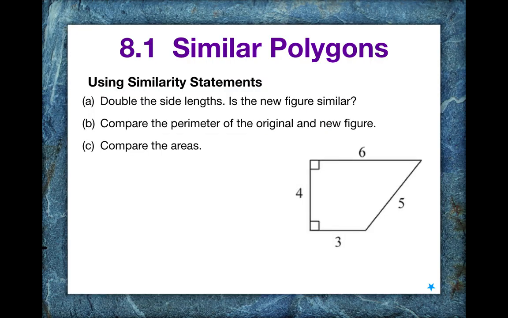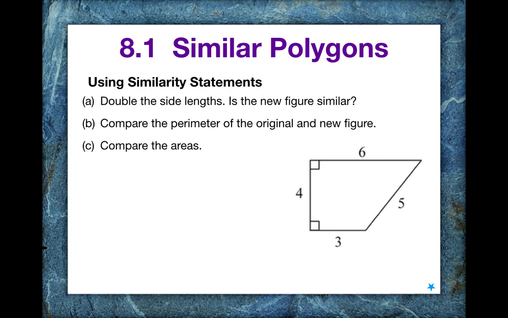So let's just take a look at what we have here. We have a polygon with the sides. Double the side lengths. Is the new figure similar? Well, obviously yes, because if you multiply by 2 times each one of these, then the new figure is going to be similar if you keep the angles the same. Compare the perimeter of the original and new figure. I'm going to let you do that.